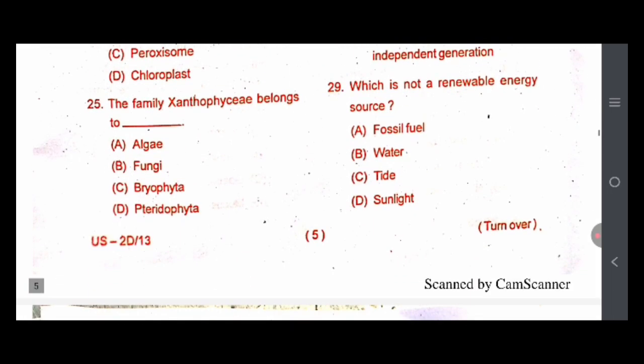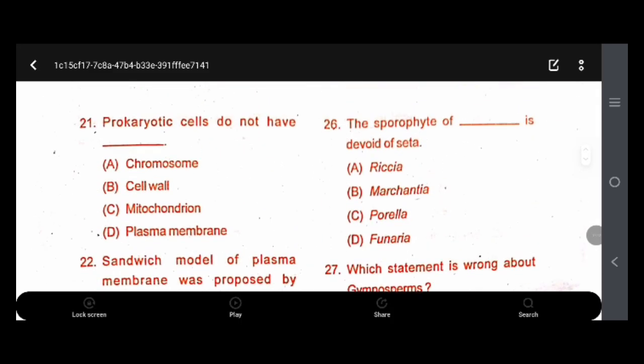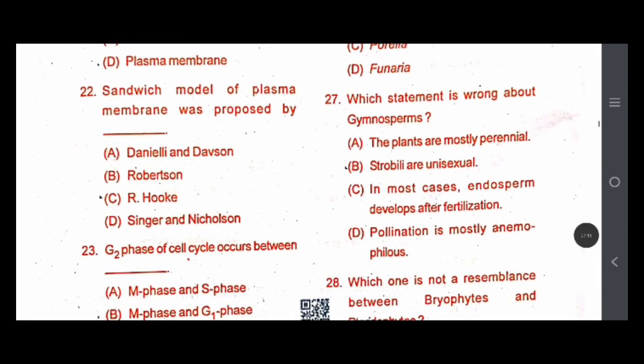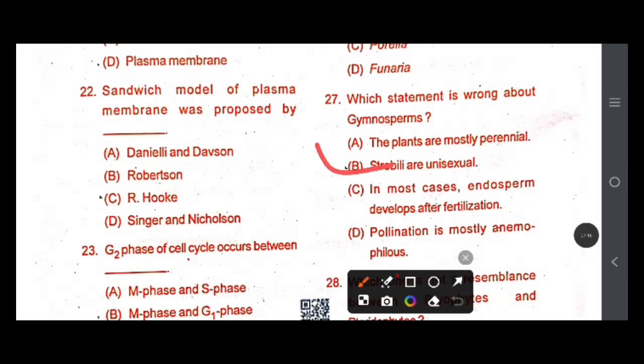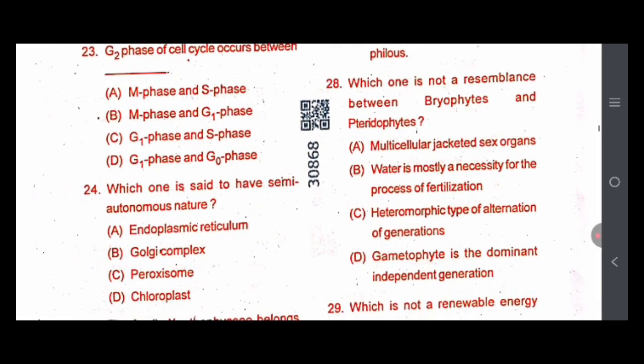Question 25, the family Xanthophyceae belongs to, correct answer is option A, algae. The sporophyte of dash is devoid of seta, correct answer is option A, Riccia. Which statement is wrong about gymnosperms? Correct answer is option B, strobili are unisexual. Question 28, which one is not a resemblance between bryophytes and pteridophytes? Correct answer is option D.